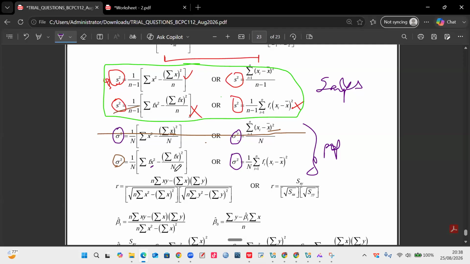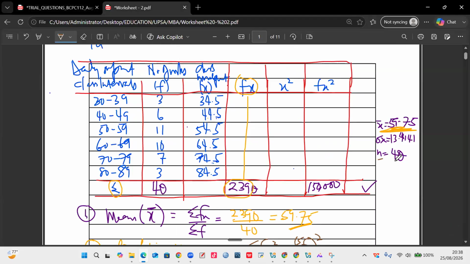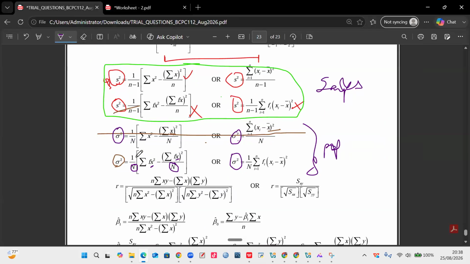The n here is also representing f. It's also representing f. How do you know it's representing f? You remember when you used the calculator, it gave us n is equal to 40. Do you remember that? Yes. And I said the n is the same as sigma f. So here too, the n is the same as sigma f.